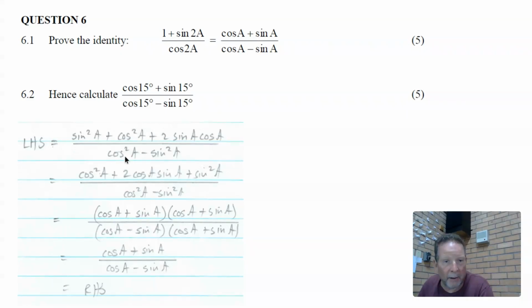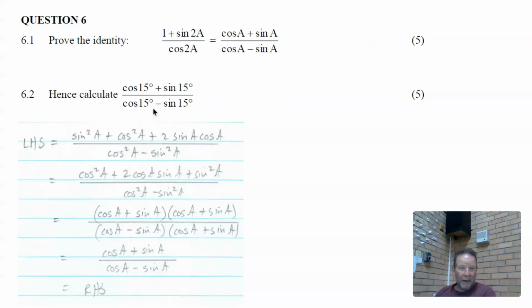What about in the bottom? Well, cos squared minus sine squared, that's cos squared a minus sine squared is cos a minus sine a times cos a plus sine a. And now look, something wonderful is going to happen. That cos A plus sine A is going to cancel. And you're going to be left with the right-hand side, your answer. All done. Okay, next question.